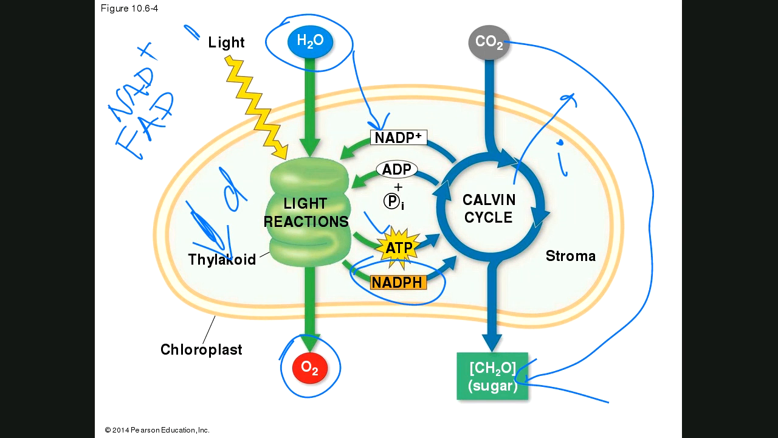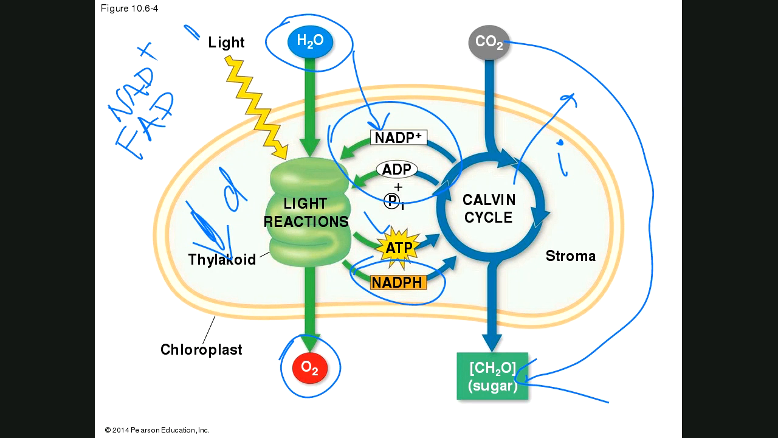So we have our two components for building a molecule, right? For engaging in an anabolic reaction. We have the electrons that we can use to reduce things from the NADPH, and we have the energy by which to do that from the ATP. And as those electrons are used and as that energy is used up, then as you can see at the top, ADP and NADP plus, the oxidized form, are going to be cycled back to the light reactions.